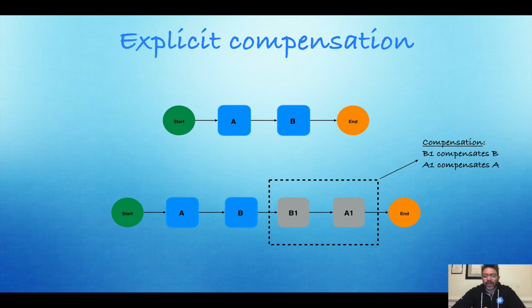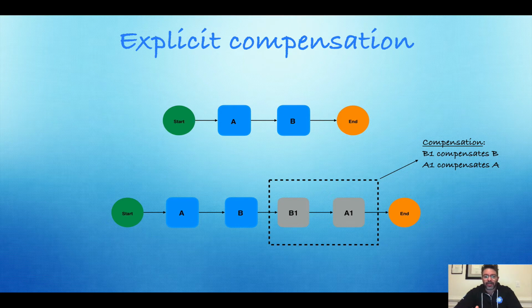The first thing we're going to look at is explicit compensation, meaning that we really want to be able to describe compensation as part of the control flow logic. On top, we have a very simple process. It's just like a pipeline. We have states A and B, which are executed sequentially, one after another. If we wanted to add compensation before we end the workflow execution, we could simply do that by adding to the workflow model a state, let's say B1, which can compensate the execution of B, and then after that a state A1, which is the compensation for the work done by state A.